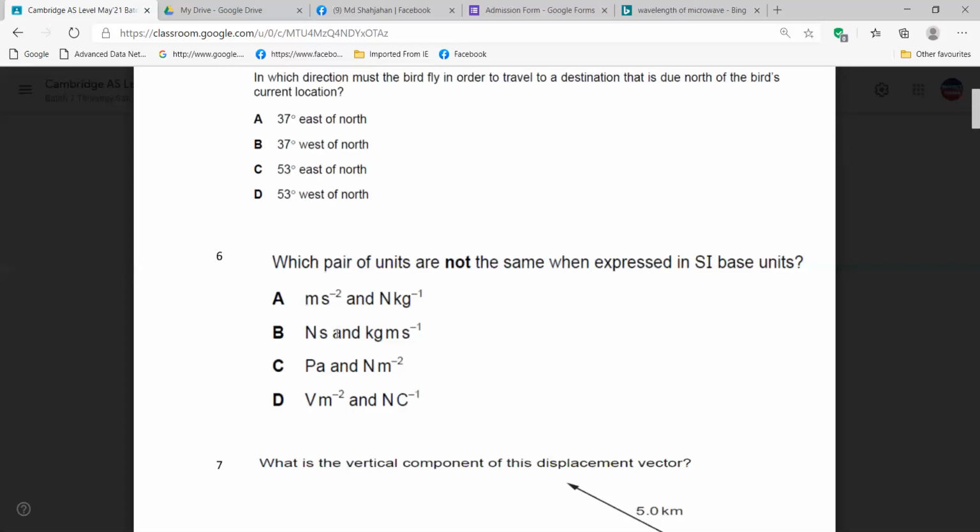Sir, B is not matching either, I guess. B is not matching? Can I check? It's matching, because Newton is kg meter per second square. So 1 second when we cut, then we will have kg meter per second. It's matching.